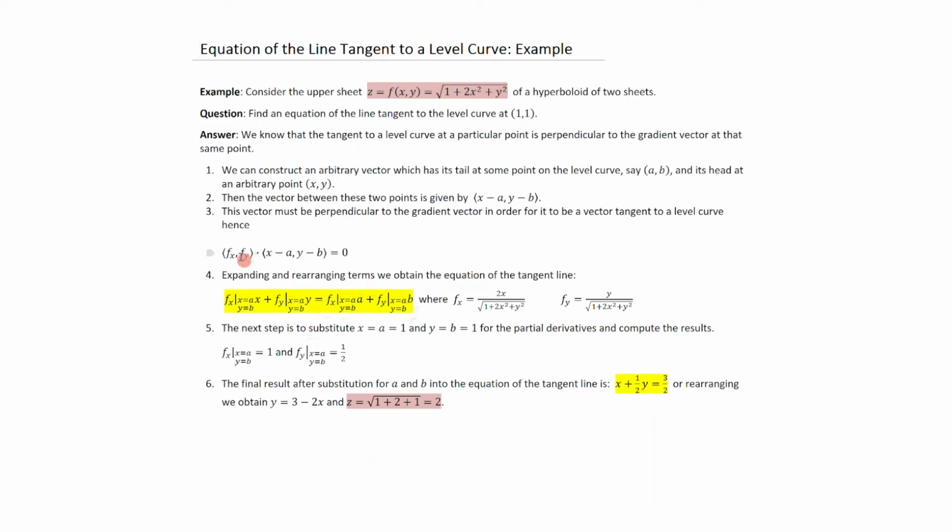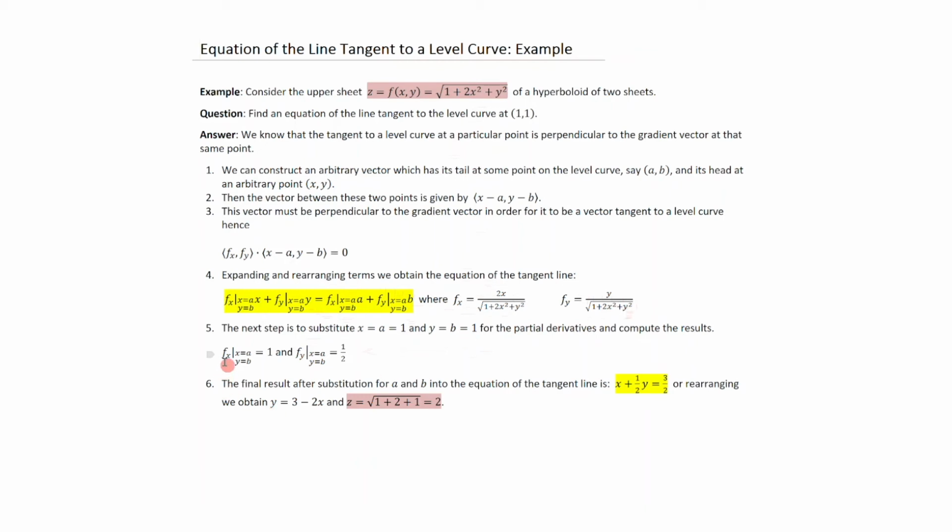And we need to take the partial of f with respect to x, which means this function, you take the derivative with respect to x and the derivative with respect to y, and you'll end up with this function and this function. The next step is to substitute x equals a equals 1 and y equals b equals 1 for the partial derivatives, and then compute the results for the partial derivatives.